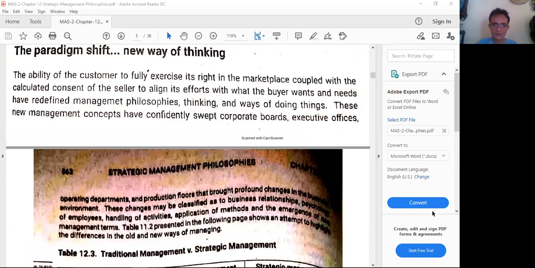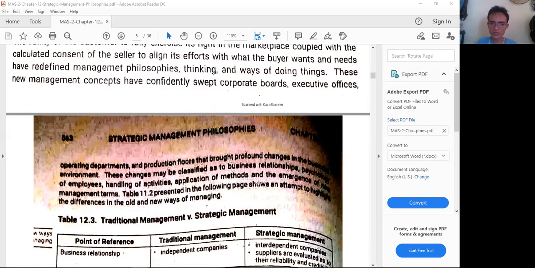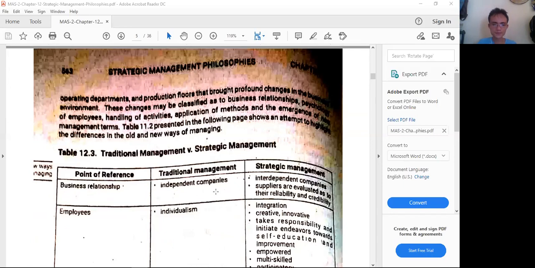All right, after that is the paradigm shift. So in this particular case, the customer, or the buyer, now has the power to influence the decision making that the seller company has to provide. So that's why the corporate boards, executive offices, everyone in the company, the operating departments, from top to bottom, should also adjust to the profound changes in the business environment. So as said, this could be business relationships, psychology of employees, handling of activities, application of methods, and the emergence of new or recent management terms. So in other words, there are so many changes happening in the environment that the company is facing, not just internal, but more on the external, because the macro ecosystem is very big for the company.